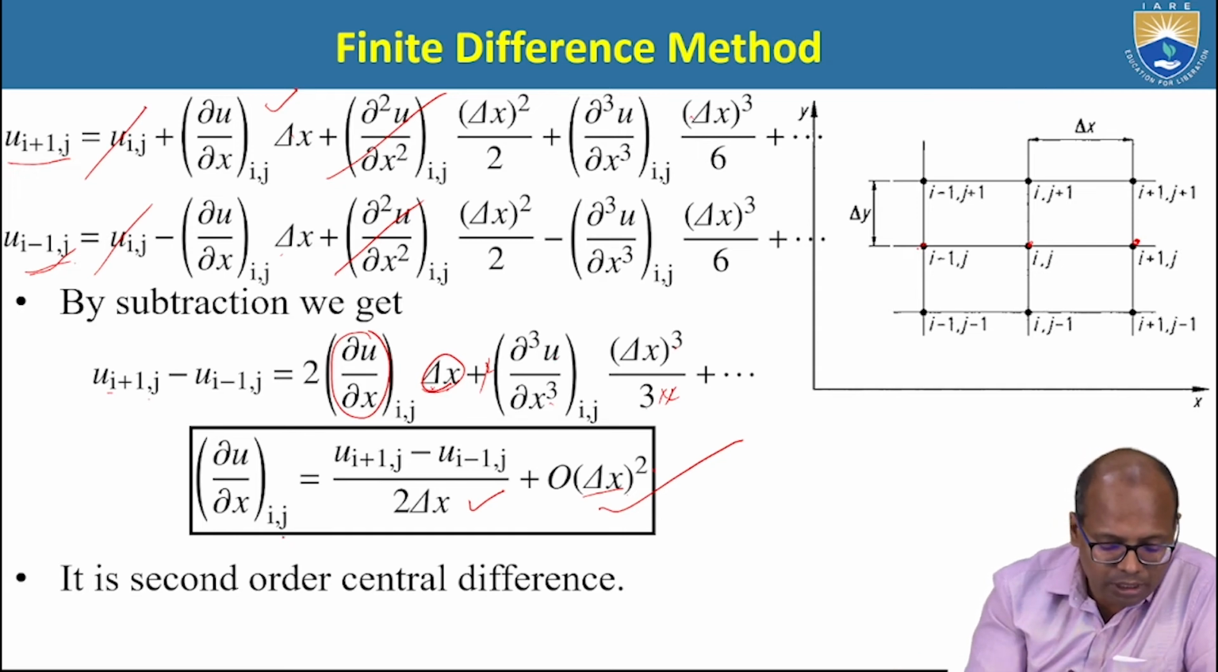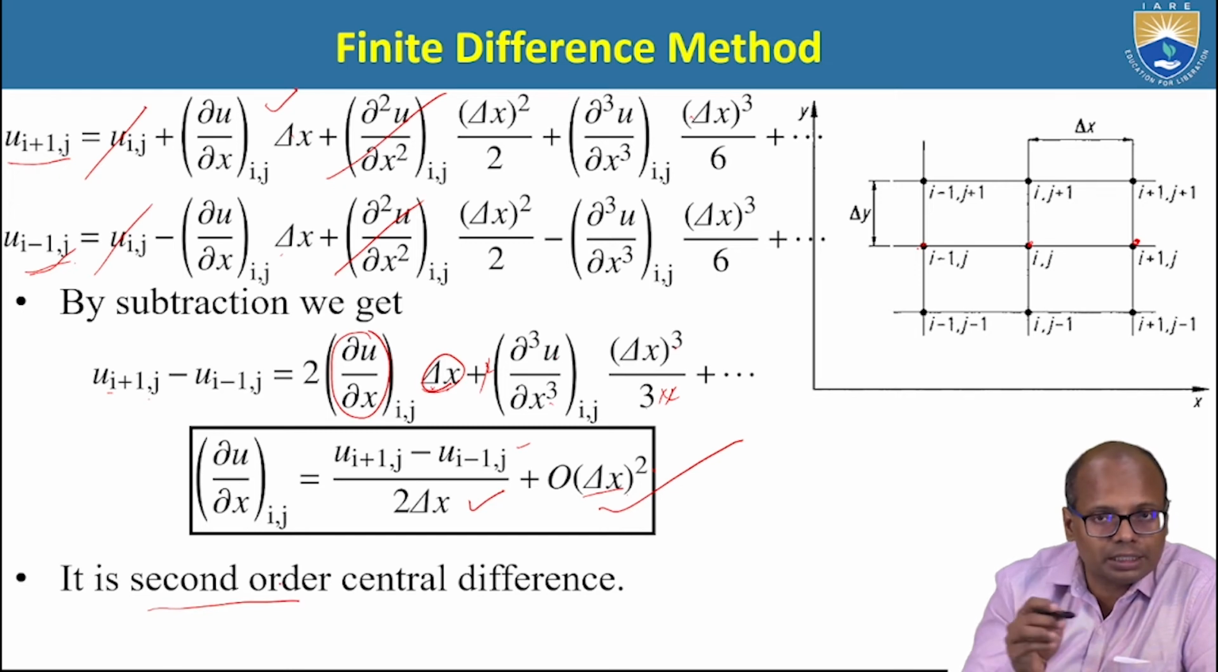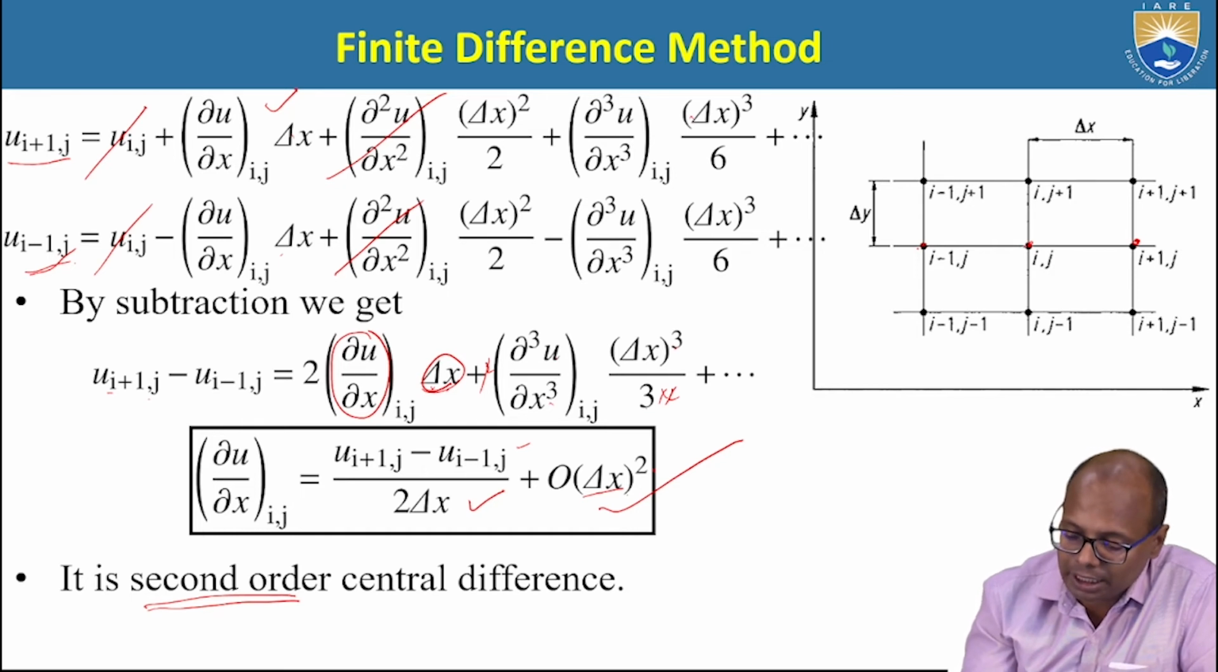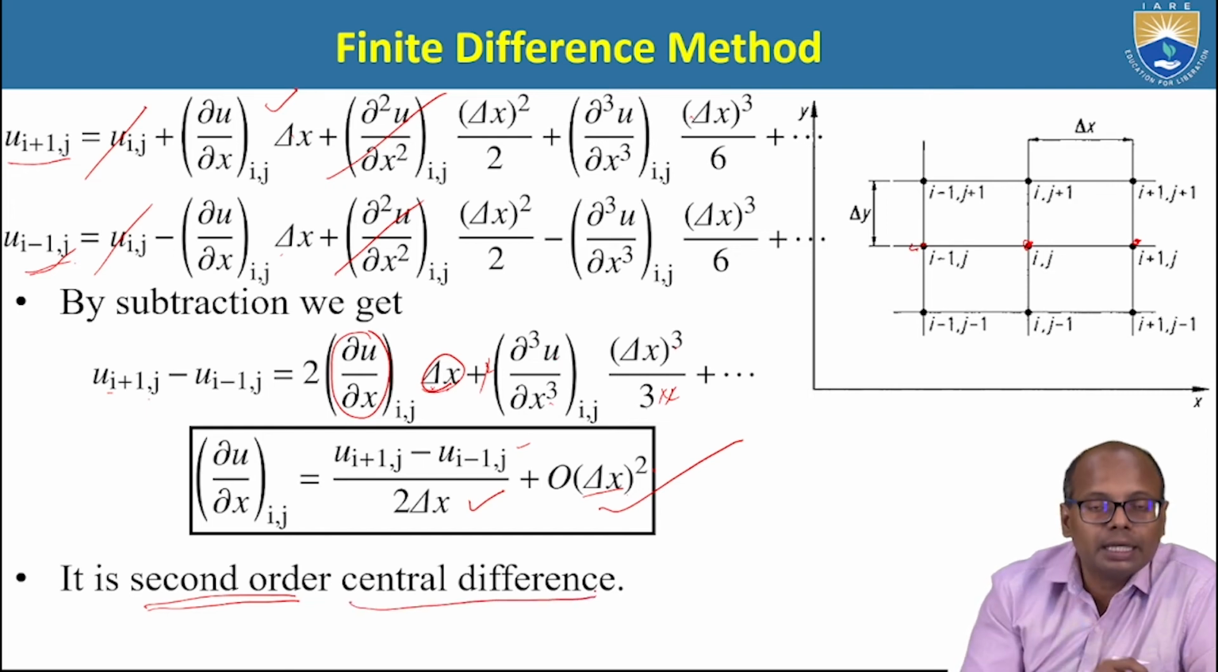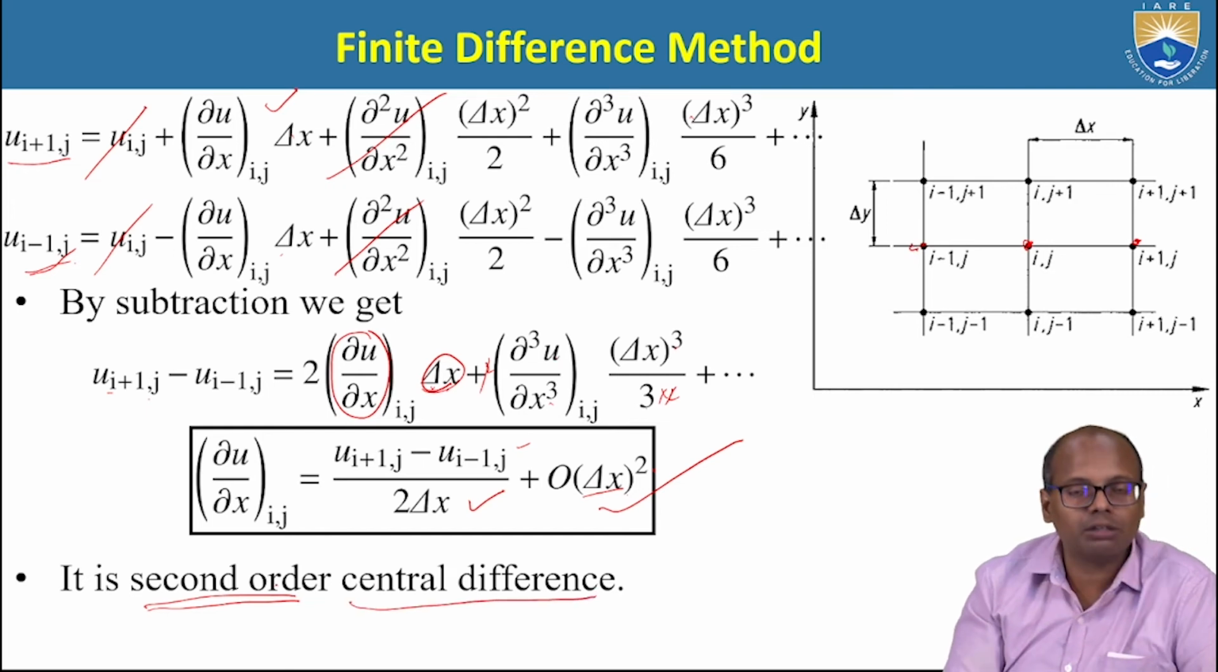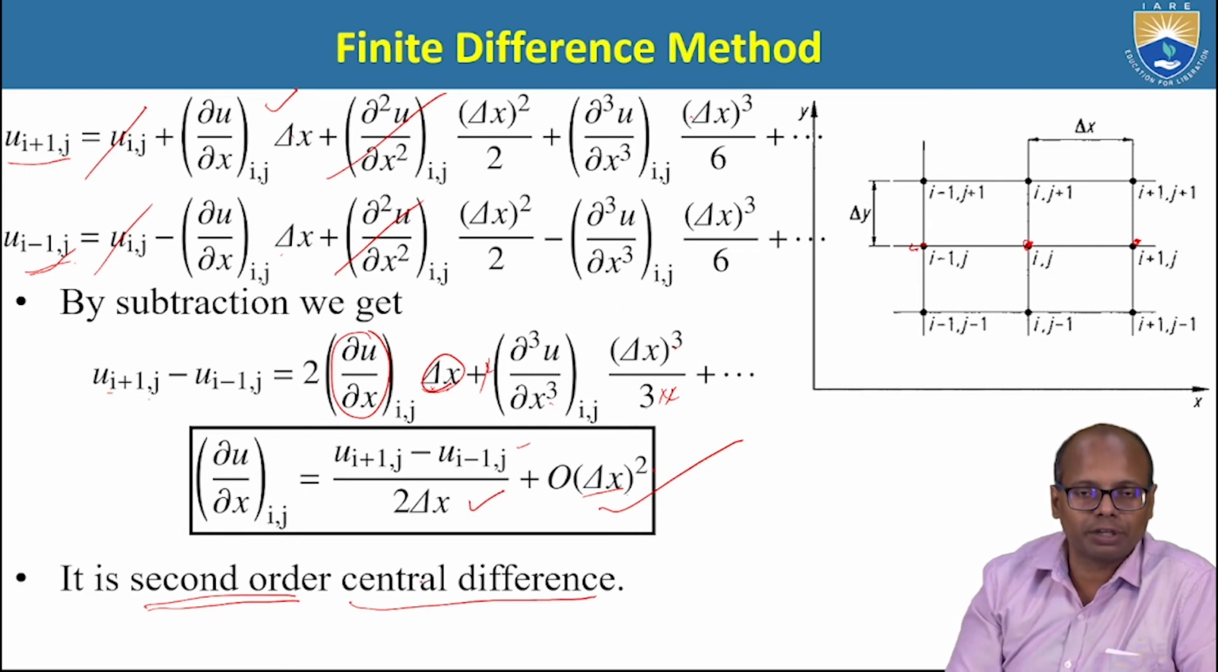Since the order of accuracy is 2, it is called second order. Now, what type of difference are we taking? We are at this point, we have taken one step forward and one step backward, and it is called the central difference. Second order central difference.